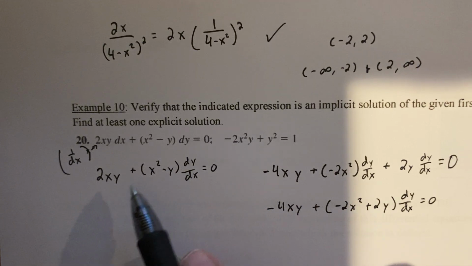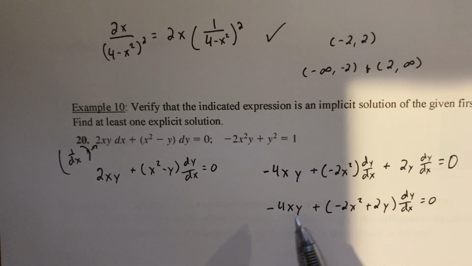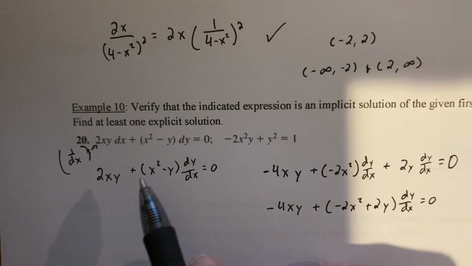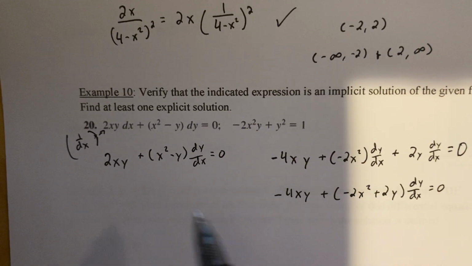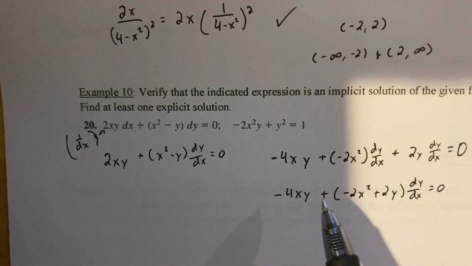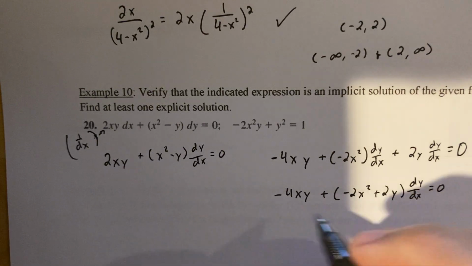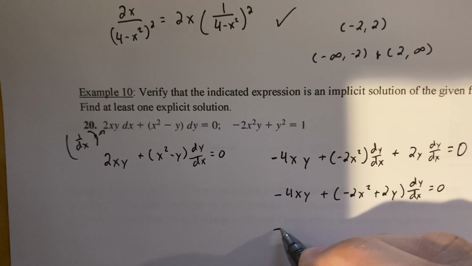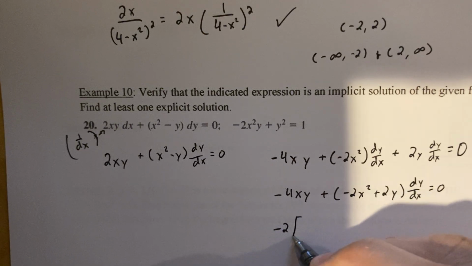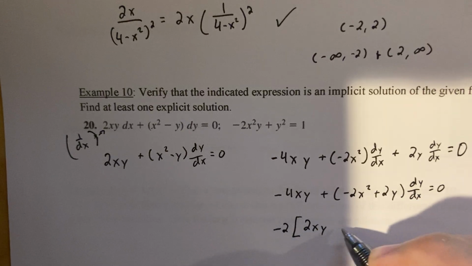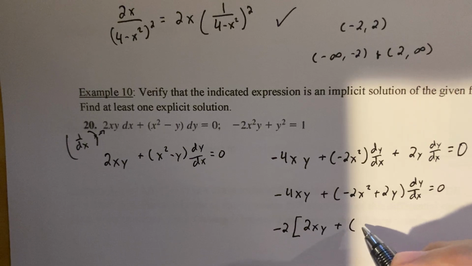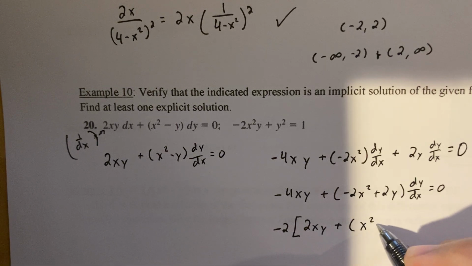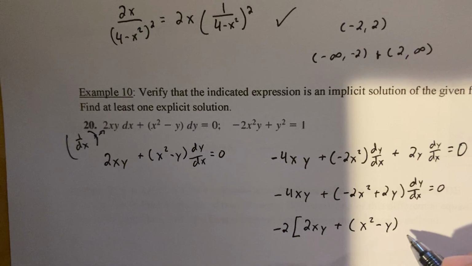Now notice, we have some negatives in our implicit differentiation that we don't have in the original differential equation. So I'm going to pull out a negative. I'm going to pull out -2 because I noticed that there's a factor scale of 2 there. So I'm going to pull out a -2 of the whole thing, and I'm just going to be left with 2xy plus, and then I'm going to change the inside here to be x squared minus y, because I pulled out a -2 from there, dy over dx.